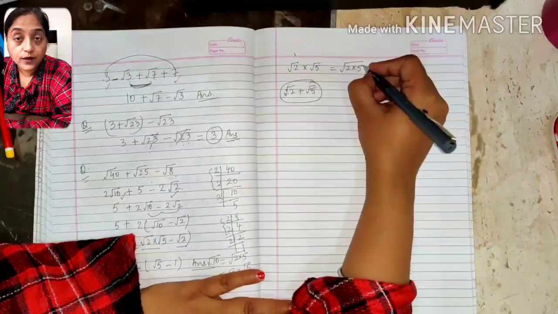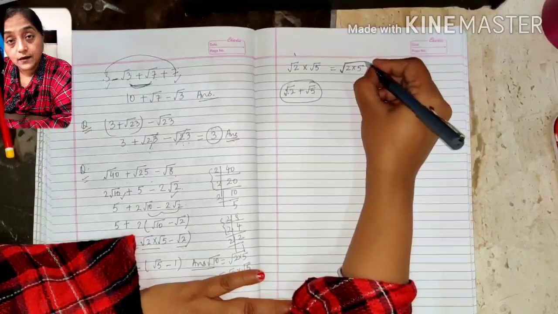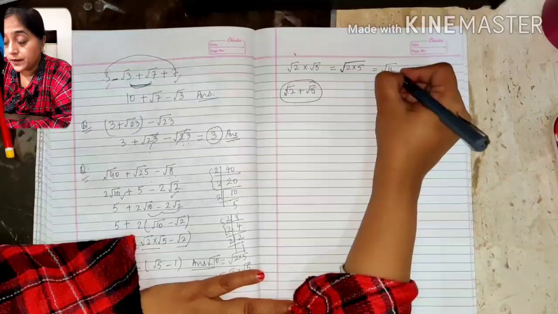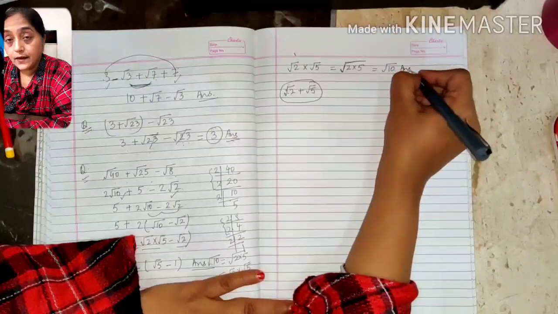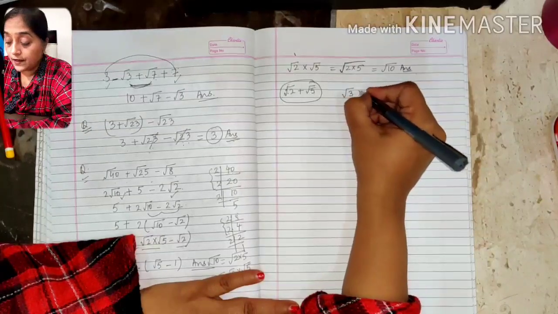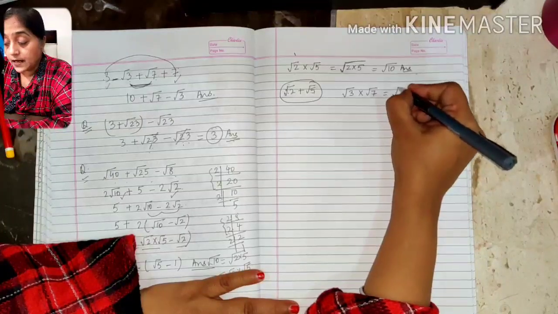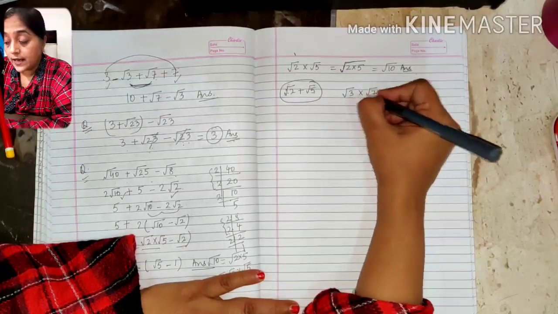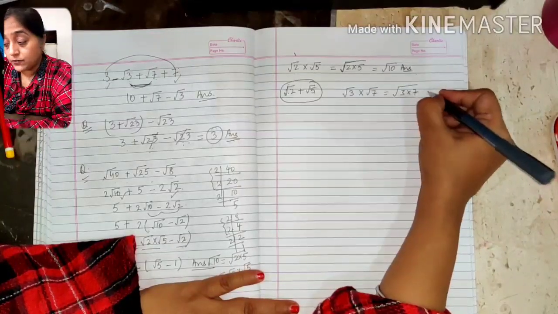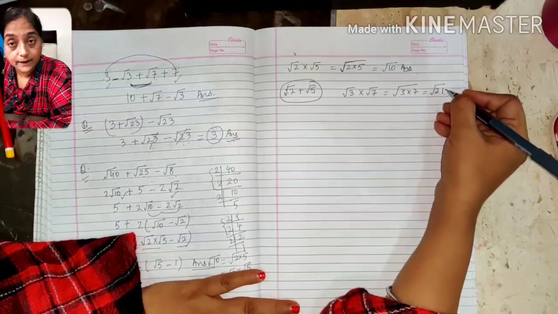What is that roof? The roof is the square root. They are under one umbrella, that is the square root umbrella, and the answer comes out to be root 10. Clear? Again, I have a question, root 3 into root 7. Again, the umbrella is of square root, so 3 and 7 can come under one roof, so it comes out to be root of 21.